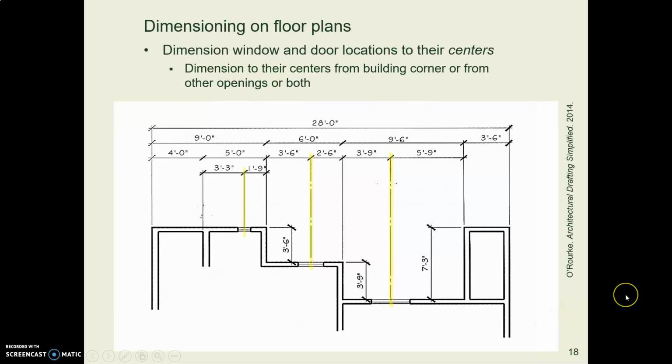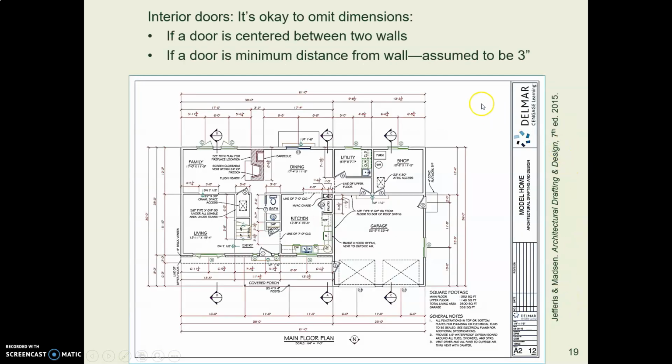For dimensioning, I know it may seem counterintuitive, but we are supposed to dimension the location of a door or a window to the center of the opening, and then the framer is trusted to deal with how to center that rough opening about the center line. So we're supposed to put our dimension to the center line, and you can see here that this is a center line, long dash, short dash, long dash, short dash. And then here we are again, this same question from our worksheet. If a door is a minimum distance from the wall, and that minimum distance is 3 inches, then it's okay not to dimension the location of the door, because it's understood that that is the minimum.